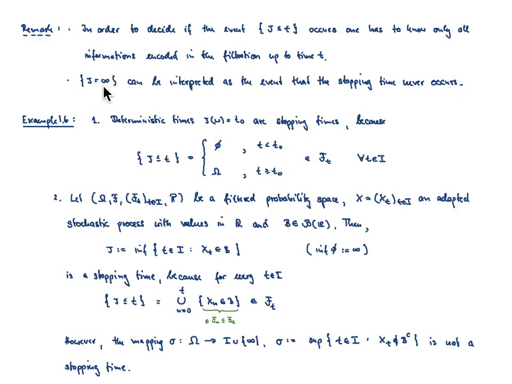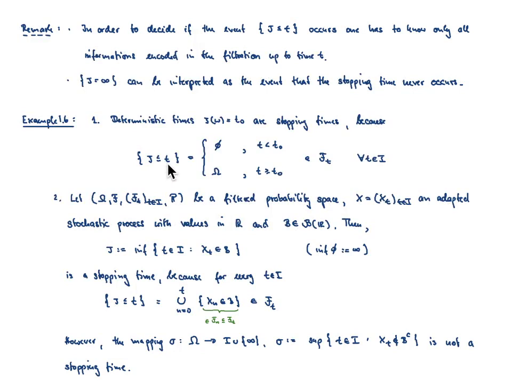So let me give you now a couple of examples. The first one is an important one, namely that any deterministic time is as well a stopping time. Right? So why is that the case? Consider the following map: tau of omega is equal to some t_0, where t_0 is some fixed value from our index set I. And then I claim that this mapping is a stopping time. Why? Well, let's consider the event that tau takes a value less than or equal to t.